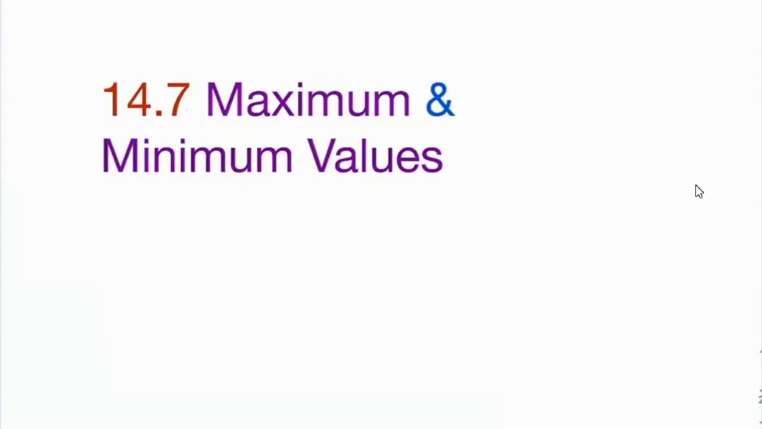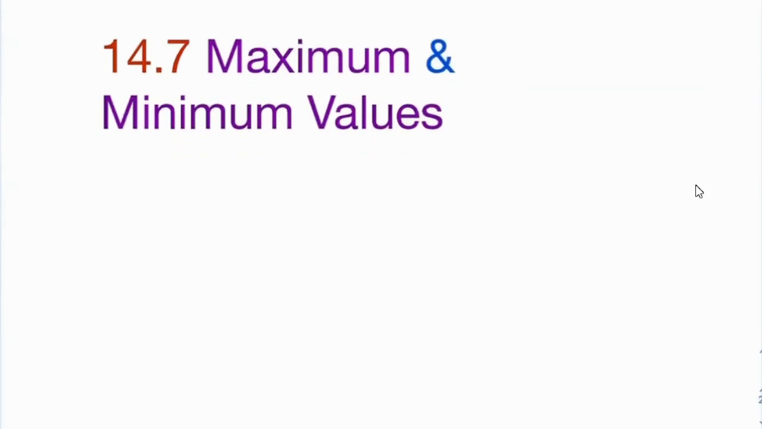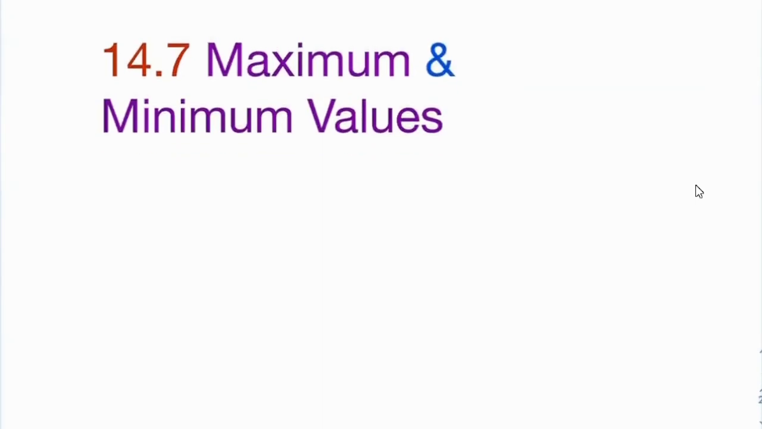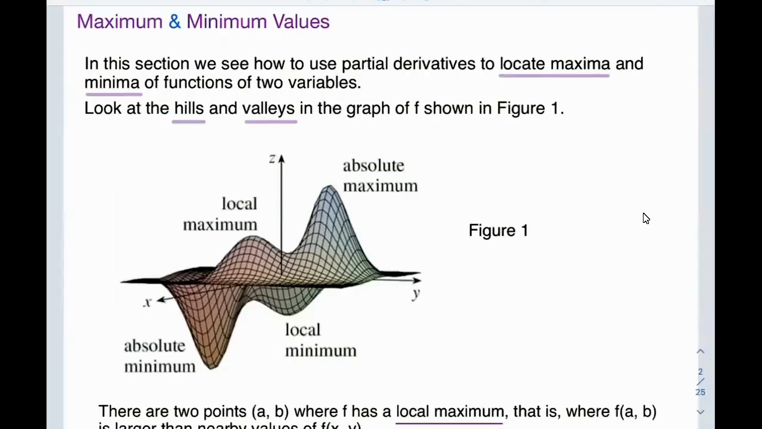We are going to talk about maximum and minimum values. It sounds familiar. It's kind of similar to the max and min in Calculus 1, right? We're going to make a connection between maximum and minimum values in functions of one variable and also functions of two variables. In this section, we're going to see how to use partial derivatives to locate the maximum and minimum of functions of two variables.